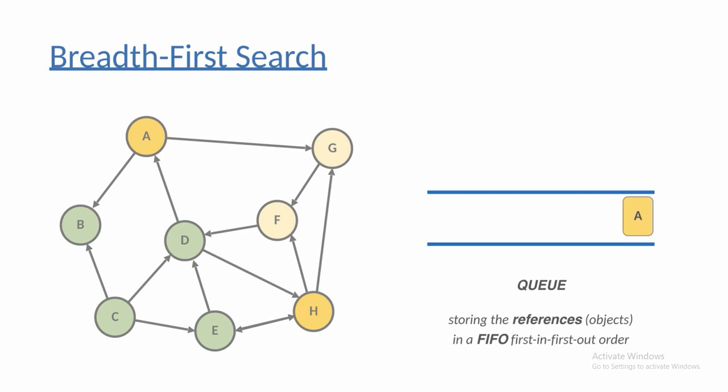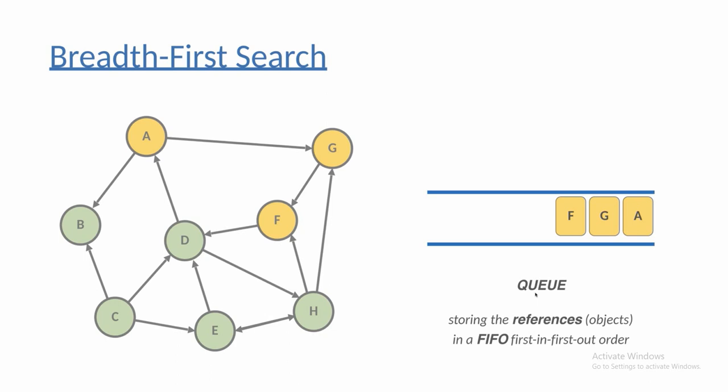We visit vertex H. Of course, we set it to be visited, and we visit all the unvisited neighbors of vertex H. Of course, we don't have to consider vertex E because vertex E has already been visited, but we have vertex F and vertex G. So we push these vertices onto the queue. Then what do we have to do?